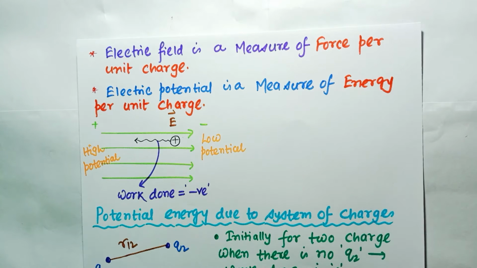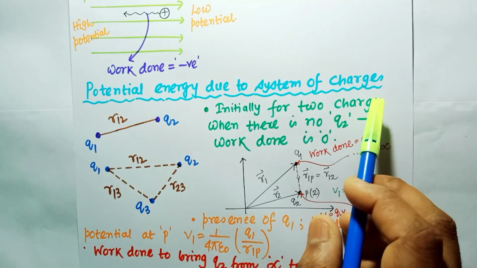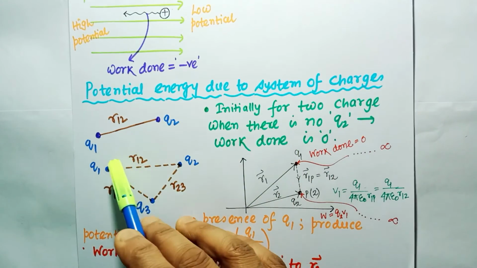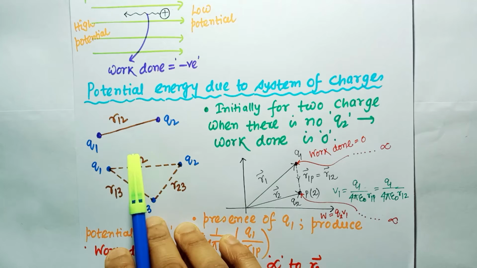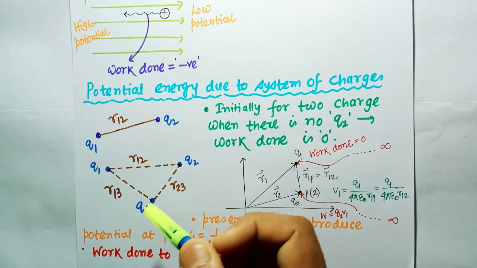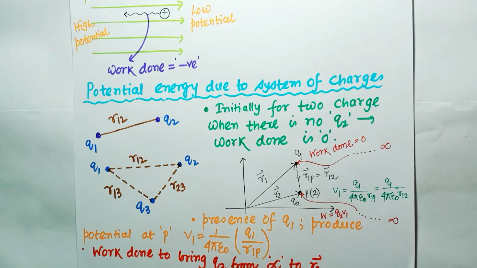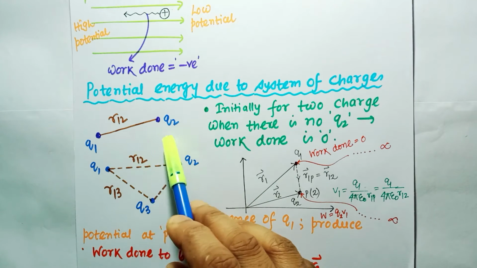So now we are going to discuss the potential energy due to a collection of charges. This is the potential energy due to a system of charges that we are now trying to calculate. Suppose there are two charges, Q1 and Q2, separated by a distance of R12. We need to find the potential energy for such a two-charge configuration.